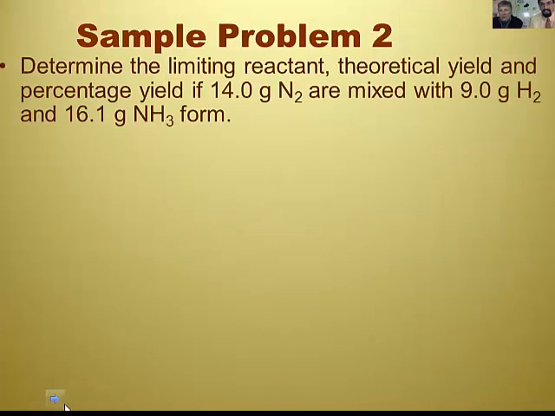All right. Determine the limiting reactant, theoretical yield and percent yield if 14 grams of nitrogen are mixed with 9 grams of hydrogen and 16.1 grams of ammonia formed. Okay, so this is the Haber process again. There are different quantities. Hey, we started with 14 grams of nitrogen again. Can I just copy that from my last problem? No, Mr. Kane. Do the work all over again.